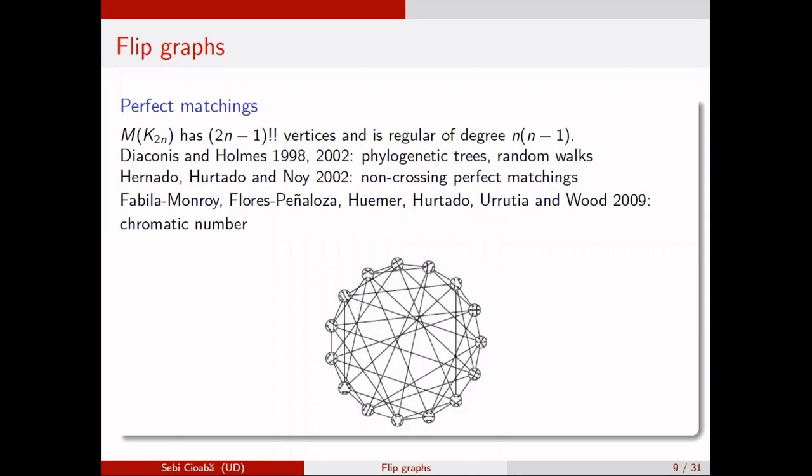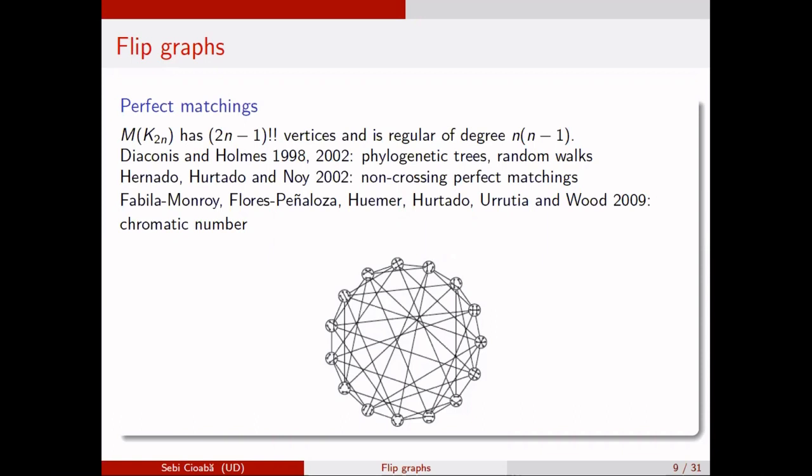So this graph has been studied by many people. Diaconis and Holmes know this connection with phylogenetic trees, and they were interested in random walks on these graphs, which they can use to generate perfect matchings at random. And they proved some strong results. They used representation theory to prove strong results on how many steps it takes to have this cutoff phenomenon, approaching the uniform distribution on the perfect matchings in total variation distance and so on.